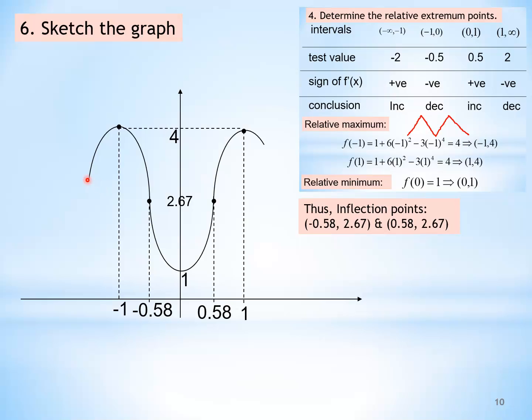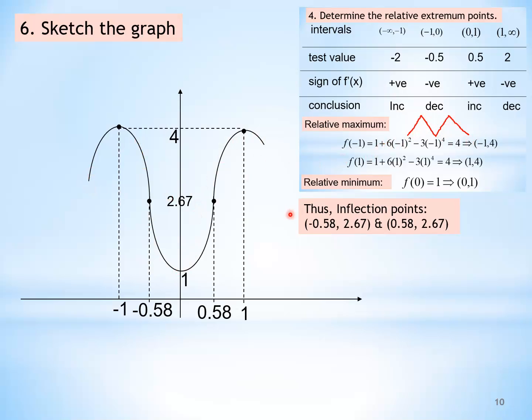See over here, this is increasing from negative infinity until -1. The function is increasing, and then from -1 until 0, it decreases. Then again it increases from 0 until 1, and from 1 until infinity it will decrease like this. So it's quite similar like this.